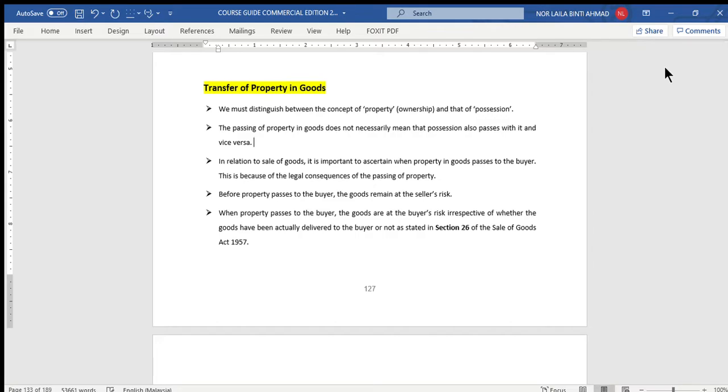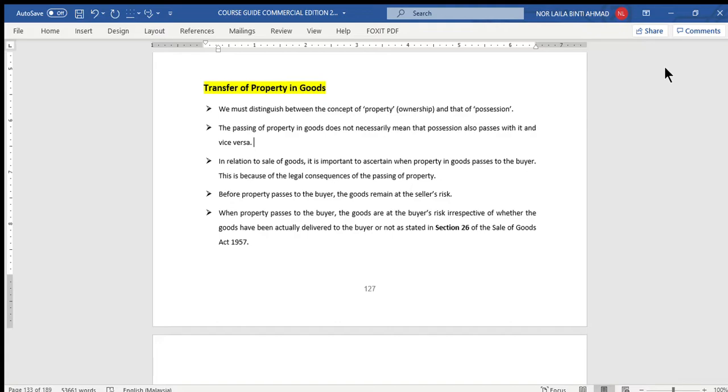Assalamualaikum everyone. Today I would like to continue with the next subtopic under sale of goods, which is under transfer of property in goods. As I mentioned during our last lecture, property in goods means the ownership of the goods. Right? So for today's lessons, we are going to learn in what way the property in goods may be transferred from the seller to buyer, how the process will take place.